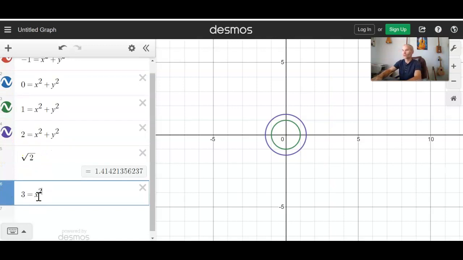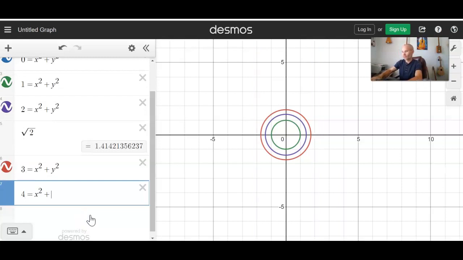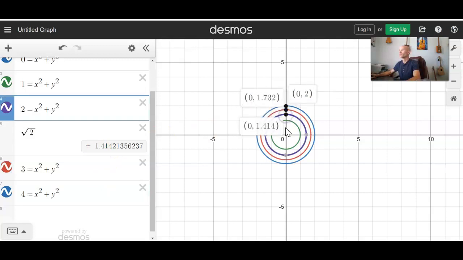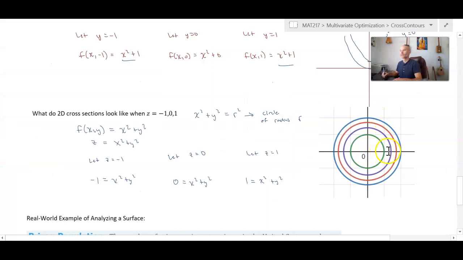Plot 3 equals x squared plus y squared. We get another circle, radius 1.7. 4 equals x squared plus y squared. We get a circle of radius 2. So here I've just copied and pasted the graph. I'll put that z equals 0 in there. This was z equals 1. This was z equals 2, z equals 3, and z equals 4.